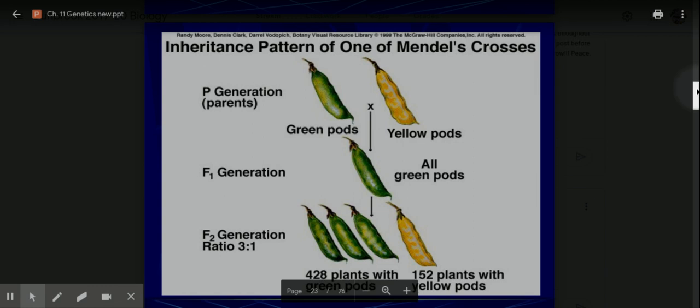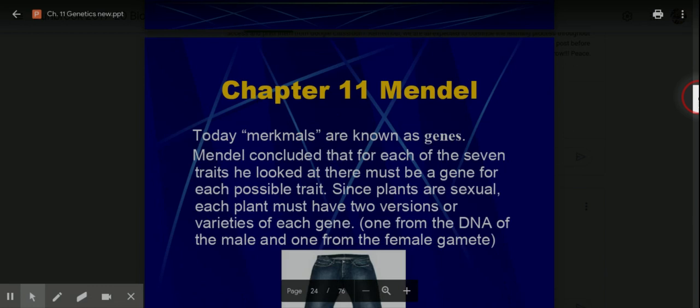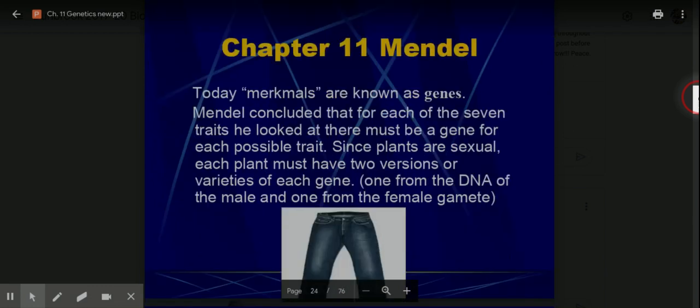Please keep in mind, Punnett squares are probability and prediction. They are not necessarily always reality. This data, however, is reality. This is direct observation from Mendel's gardens. Okay? All right. Scrolling on down. He started to coin some terms like dominant and recessive. He also started to coin the term Merkmal, which today we interpret as gene.